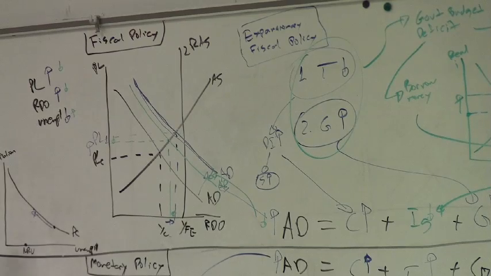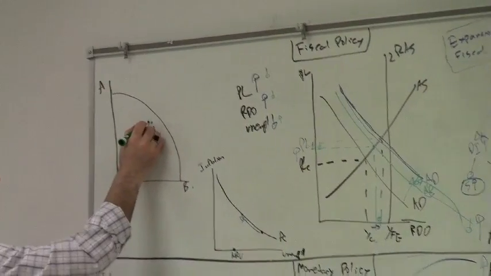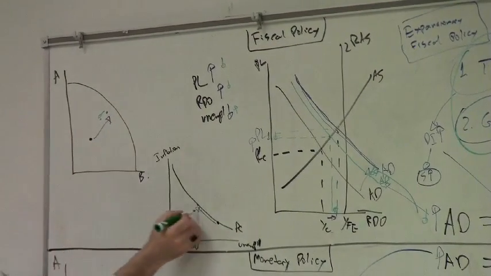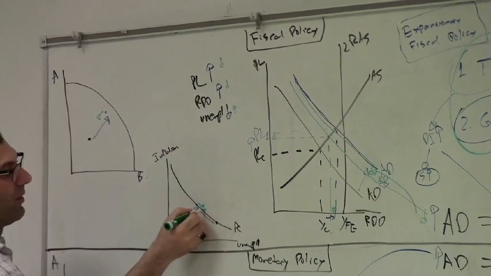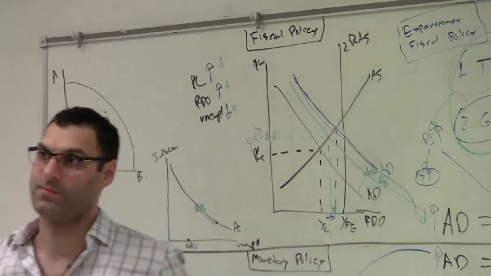Right? Same way we can come back around here. Since the output decreased, we moved from this point to this point. So we moved a little bit more inward. And from this point, we moved a little bit more inward this way. Right? So that's crowding out. Now, does that happen here with monetary policy?